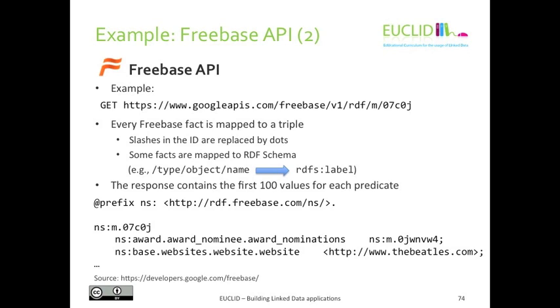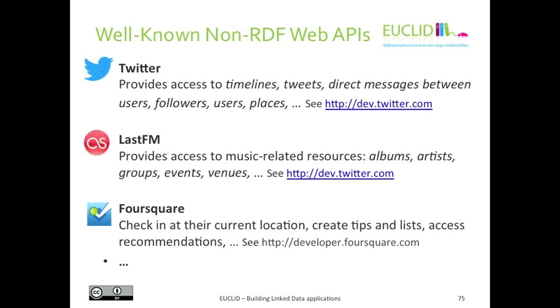More services are offering APIs such as Freebase, but even more offer others that are not actually available as RDF, as linked data, but are implementing JSON-like or other APIs that you can still wrap to import the data, to turn it into RDF and use it. Very popular ones would be Twitter, for example, where you can access timelines, all kinds of tweets. There are even streams, direct messages, and so on.